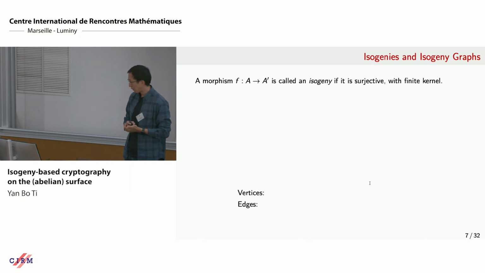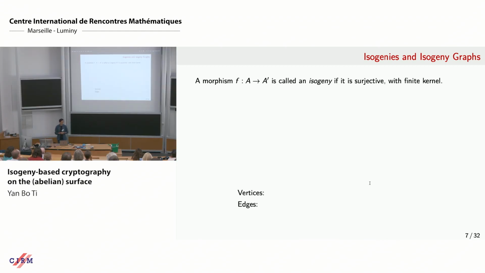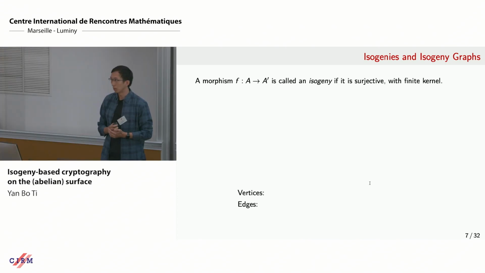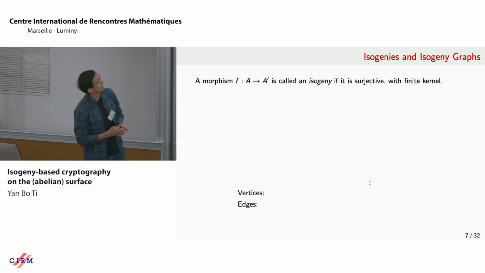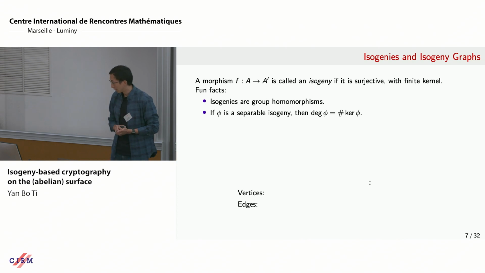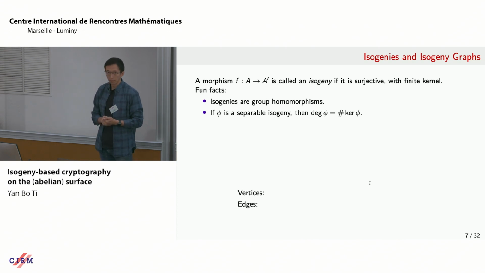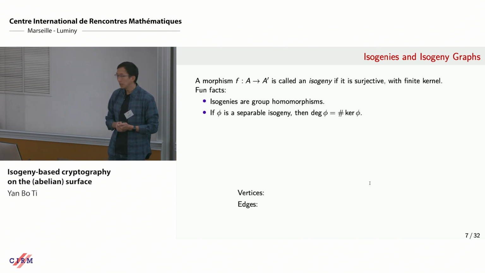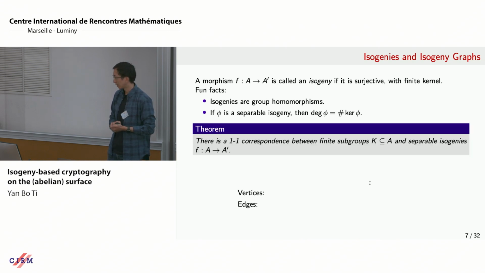So anyway, a morphism is an isogeny if it has finite kernel and it's surjective. You've seen this a couple of times throughout today, so you might be tired of it, but this works for abelian varieties in general. There are two fun facts. Basically, one, isogenies are group homomorphisms, and two, if your isogeny is separable, then the degree is equal to the size of the kernel. So this is nice and established ground for us.